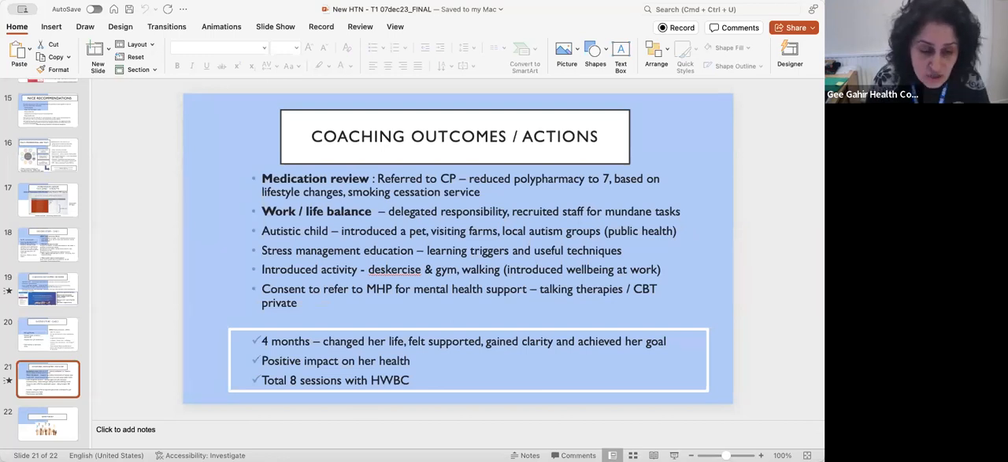She felt supported. She could soundboard without being judged. She could just be herself. She gained clarity and she managed to achieve her goal. She was quite goal-driven and target-driven anyway. So she just needed a blank canvas to put on that piece of paper what was important to her and what she could let go of. It really made a positive impact, not only on her health, but on her children as well. And that was a total of 8 sessions.